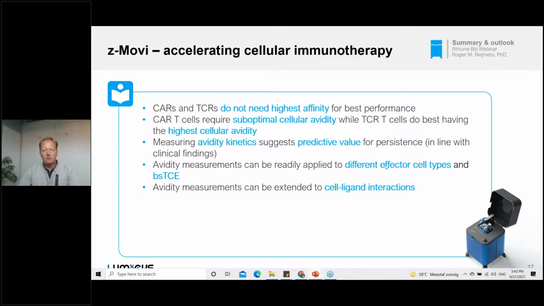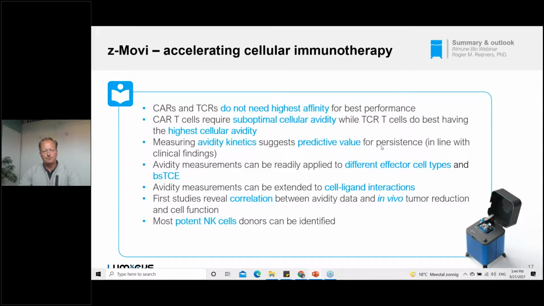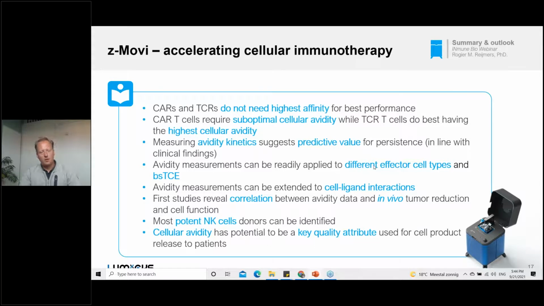Avidity measurements can be extended to cell ligand interactions. So not only can you do avidity measurements by coating the surface with target monolayer cells, but you can also use ligands only. I think most importantly, the first studies reveal correlation between avidity data and in vivo tumor reduction and cell function. And as Mark nicely illustrated, most potent NK cell donors can be identified with the technology. So we believe, as Mark also stated, that cellular avidity has the potential to become a key quality attribute used for cell product release to patients.